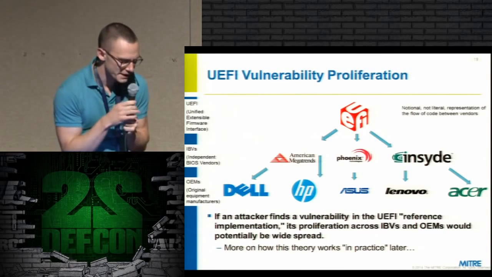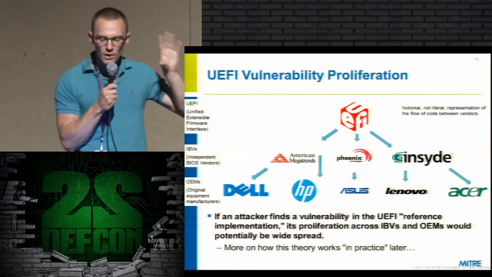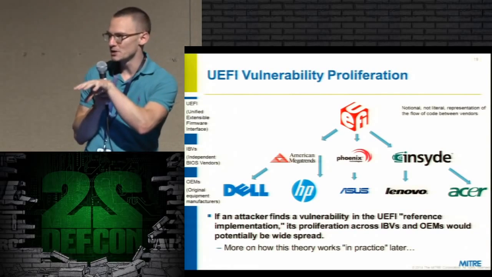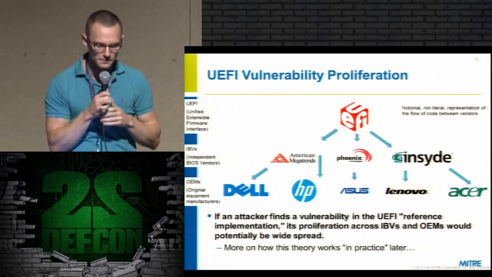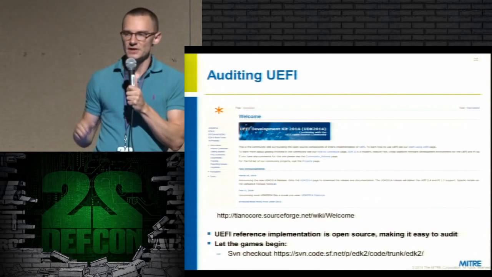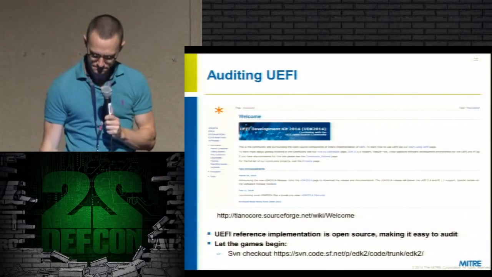All right, so the point is, if I can find a vulnerability in the UEFI open source reference implementation, theoretically it will trickle down into all these other entities, and I'll have a very widespread vulnerability that affects all these other Windows 8 systems that are using UEFI. Okay, so auditing UEFI, like I said, it's open source, so it's relatively simple. You just got to check out the code and then go to town.